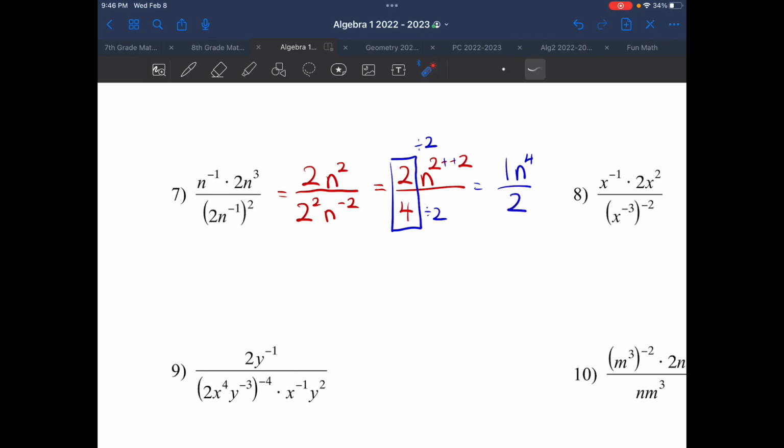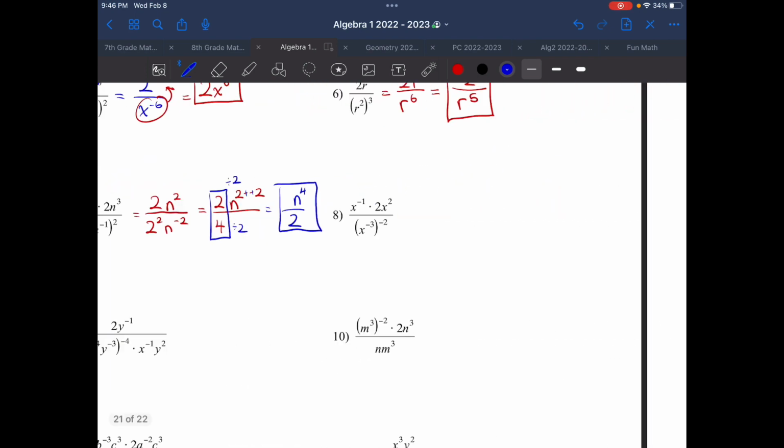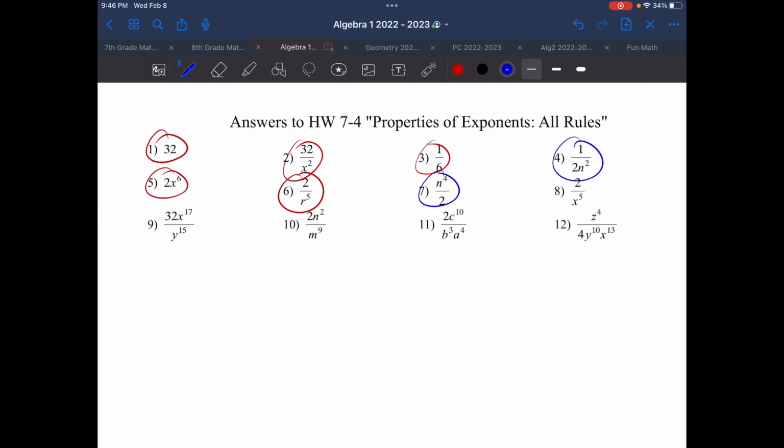And typically speaking, when we have a coefficient in front of our variable that's 1, we don't write that. So I'm going to go here and use my eraser tool and erase the 1 and call it good. N to the power of 4 over 2 for number 7.